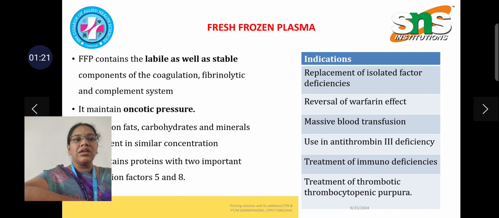So why are we using this fresh frozen plasma particularly? It is a replacement for isolated factor deficiency where the heparin cannot be activated in the patients, reversal of warfarin effect, massive blood transfusion, use in antithrombin 3 deficiency, treatment of immunodeficiency patients, and treatment of thrombocytopenic purpura.